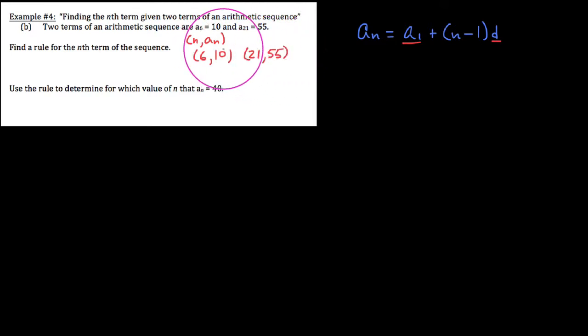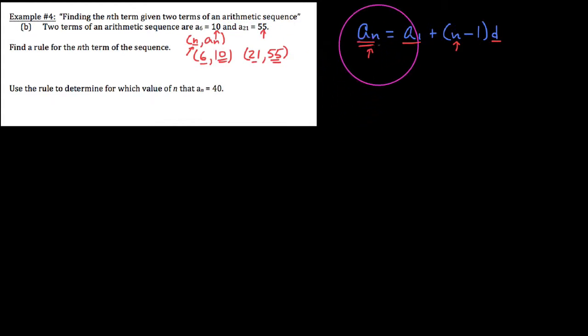Okay, so what we're actually going to do here is plug these values into this rule over here. The thing to keep in mind though is this 6 and this 21 represent the number of the term in the sequence, so we'll be substituting that for n. The second value in each of these ordered pairs, 10 and 55, represent the value of that term at that given term number. So we'll substitute those for that value right here. So let's go ahead and do that.